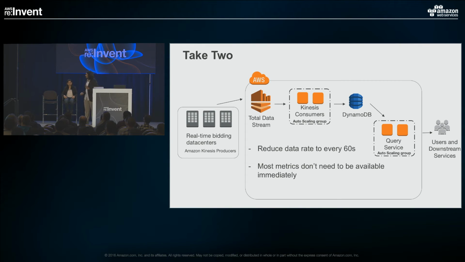the rate at which we write the data. So every 60 seconds instead of every 10 seconds, we write data into Kinesis, it gets picked up at the consumer. It's the exact same process. We write a sixth as frequently into Dynamo and spend a sixth as much money. It's pretty simple math.